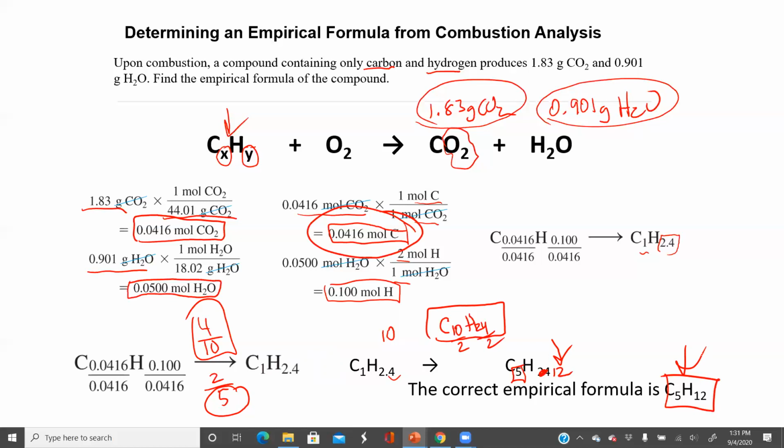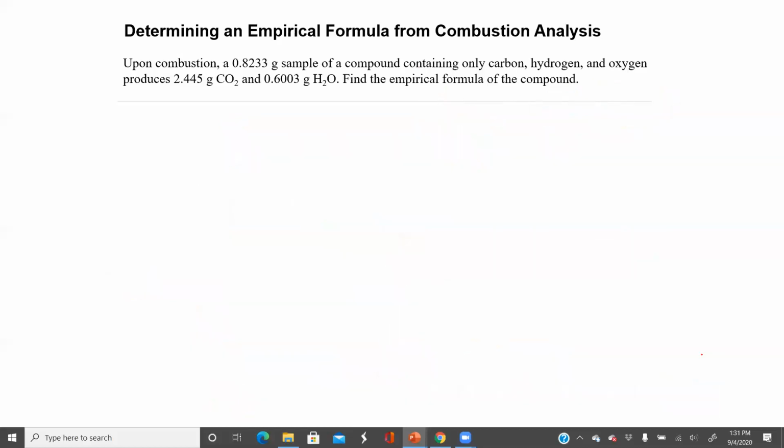But now let's actually do a harder example. Let's do one where we actually have to incorporate the unknown, there's oxygen. So the problem reads, upon the combustion of 0.8233 grams of a fuel source that has carbon, hydrogen, and oxygen, and it produces this amount of carbon dioxide and water, find the empirical formula.